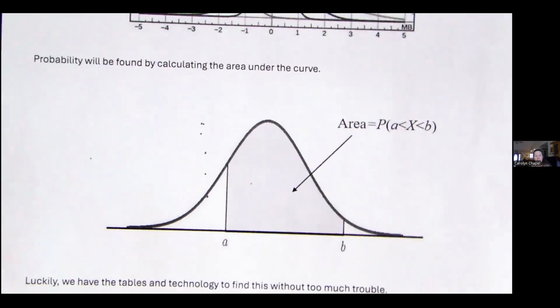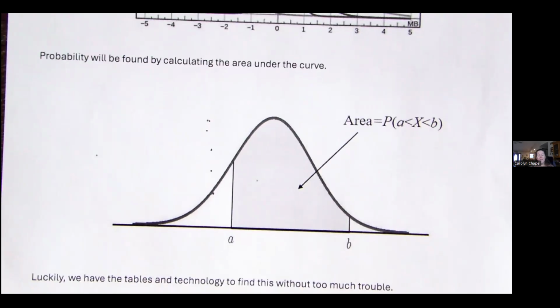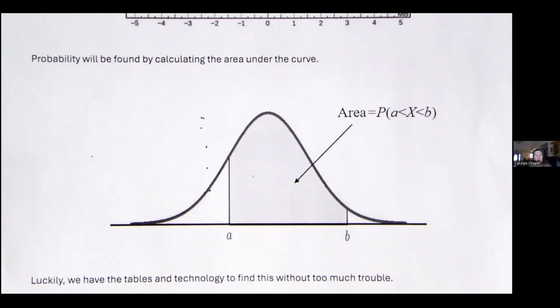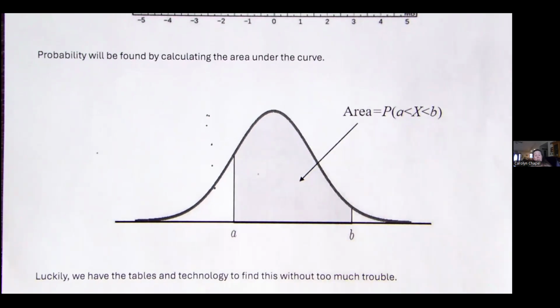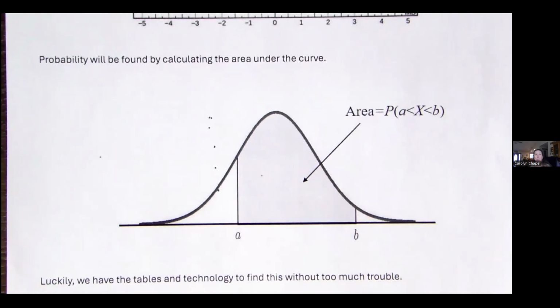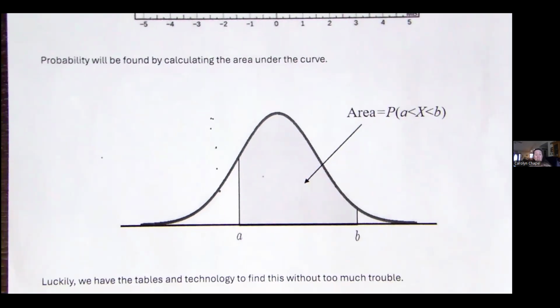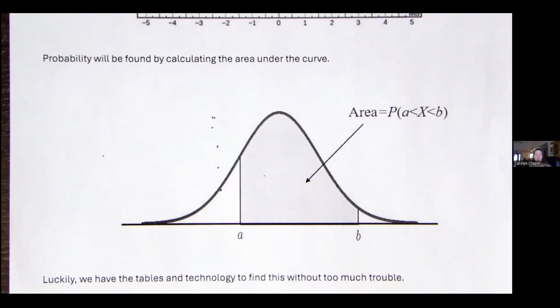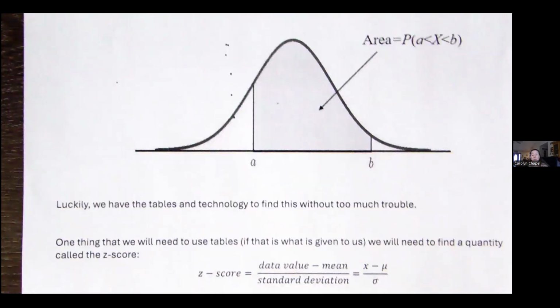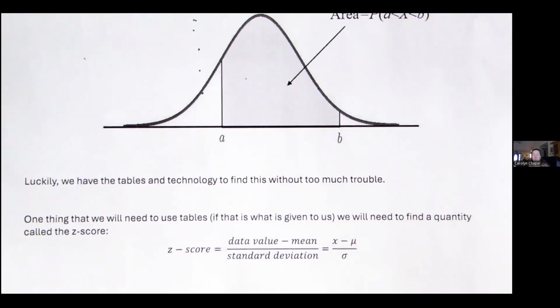Lucky for us, technology has been used to generate the probabilities under this curve for us. We will be using software quite a bit to get those areas for us. Previously to technology, statisticians used tables, which some people still do use. And we then had to calculate something called a z-score. We still like to calculate z-scores because it gives us an idea of position. So one thing is that z-score thing that we have.